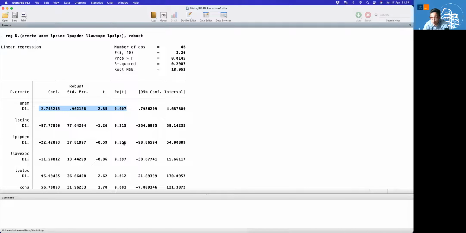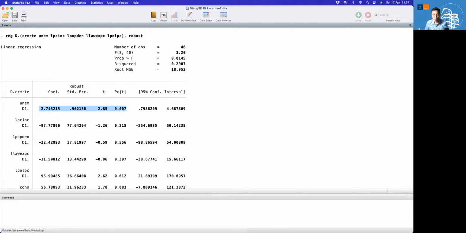So you need to make sure that before you do any regression, you identify potential endogeneity in the model. Okay, so that's the first discussion on Stata.